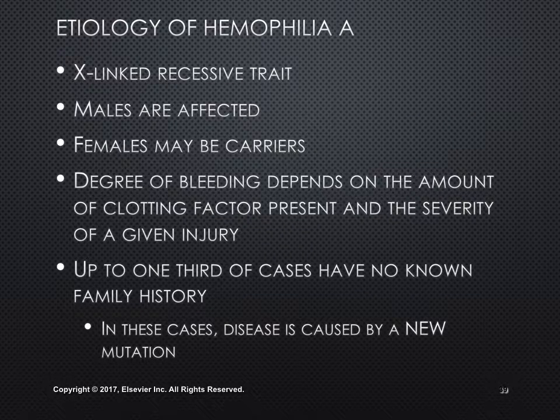The etiology of hemophilia A is that it's an X-linked recessive trait. Males are affected, but females may be carriers. And the degree of bleeding depends on the amount of clotting factor present and the severity of the given injury. Up to 1/3 of cases have no known family history, and in these cases, the disease is caused by a new mutation.